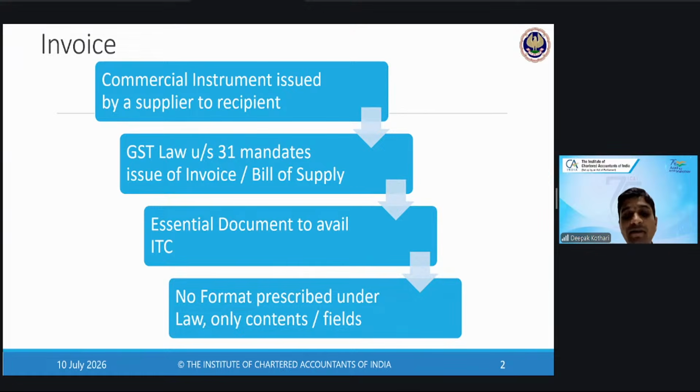And there's no format prescribed under law. It says that an invoice should be there, and it says what all the contents should be. They have not given a specific format, like that the invoice letterhead should be there, or the GST number should be mentioned on the top.